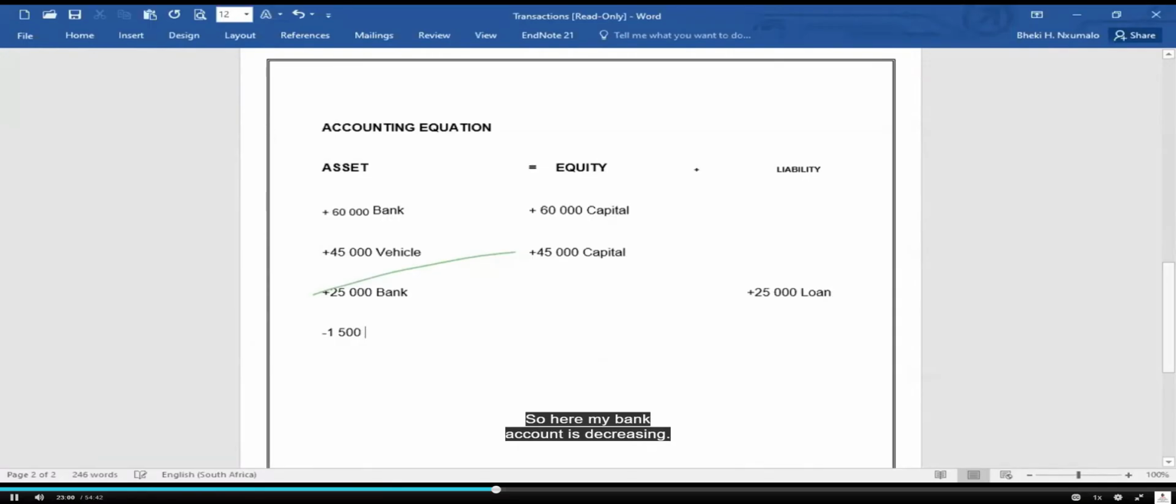In that case, rent is an expense. All expenses, please take this one down, all expenses decrease equity. You should note that. So where do we show the rent in equity? The worth of a business will be affected by all expenses. But if it's income, it increases equity. So in this case, there is a minus 1.5.